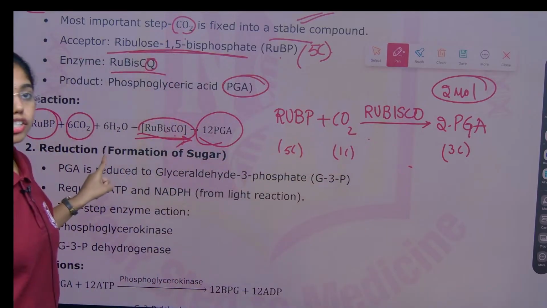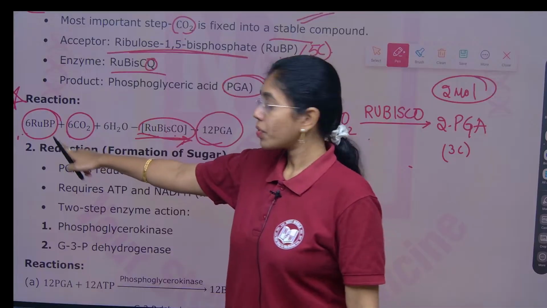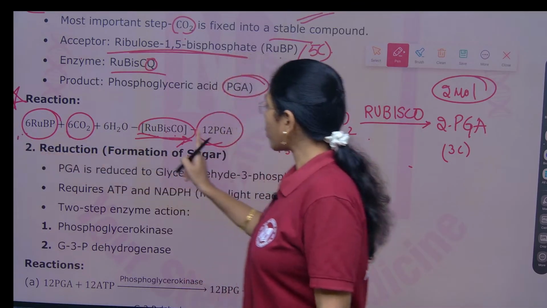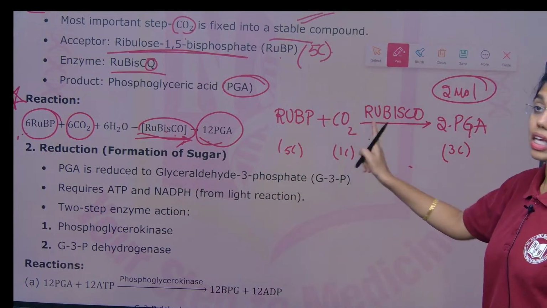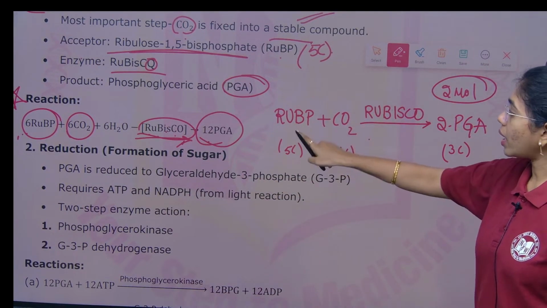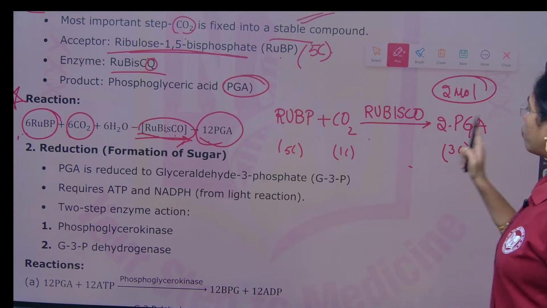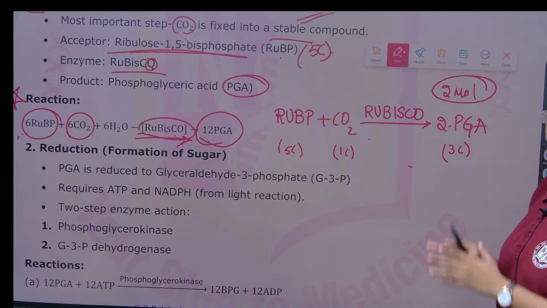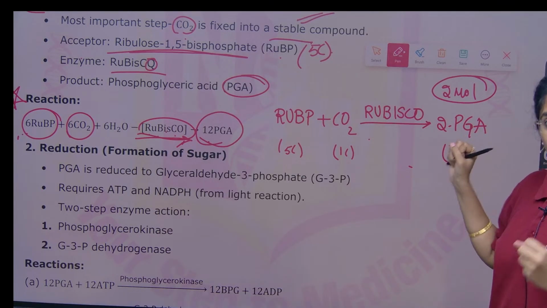You can write either reaction. If you are taking 6 carbon dioxides and 6 RuBP, then the product is 12 phosphoglyceric acid. If you are considering only a single carbon dioxide fixation, 1 RuBP and 1 carbon dioxide, in the presence of Rubisco it will form 2 molecules of 3 phosphoglyceric acid. This is the thing you have to fix in your mind.